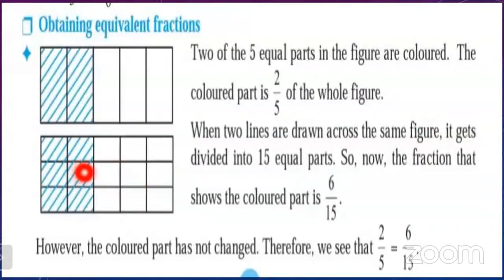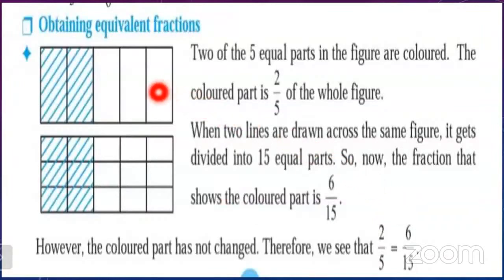It means the second rectangle gets divided into 15 equal parts. Look at here. The parts which are divided here, how many? 15. So now the fraction that shows the color part is 6 upon 15. Look at here. It is representing 6 upon 15. And this first one is representing 2 upon 5. However, the color part has not changed. Therefore, we see that 2 upon 5 is equal to 6 upon 15.